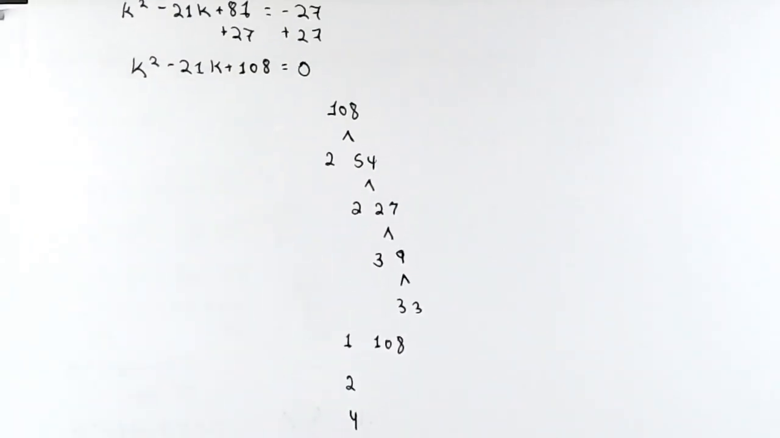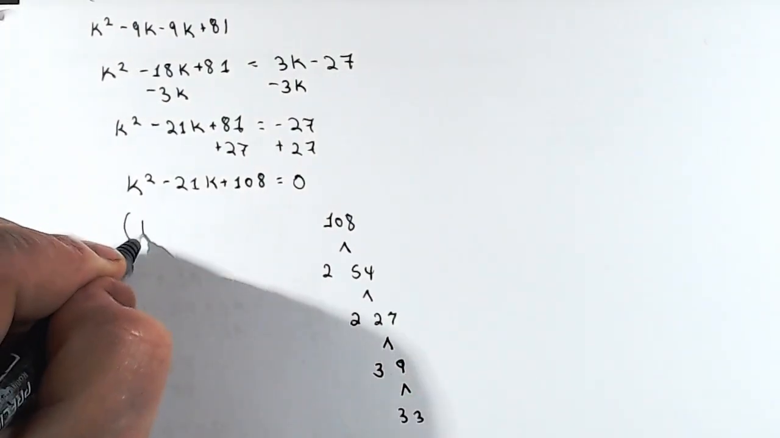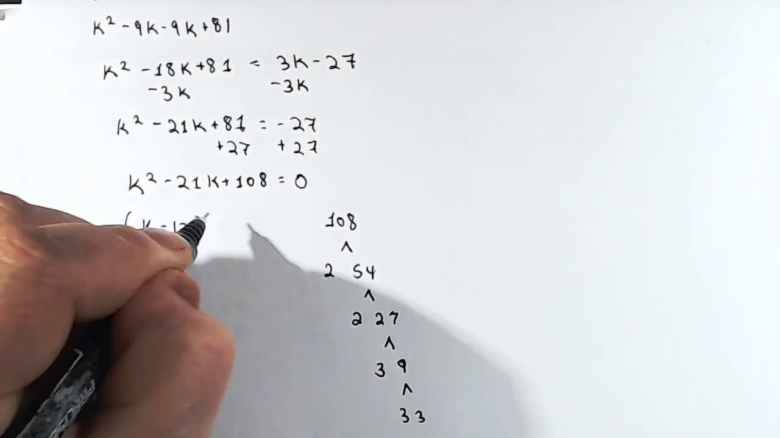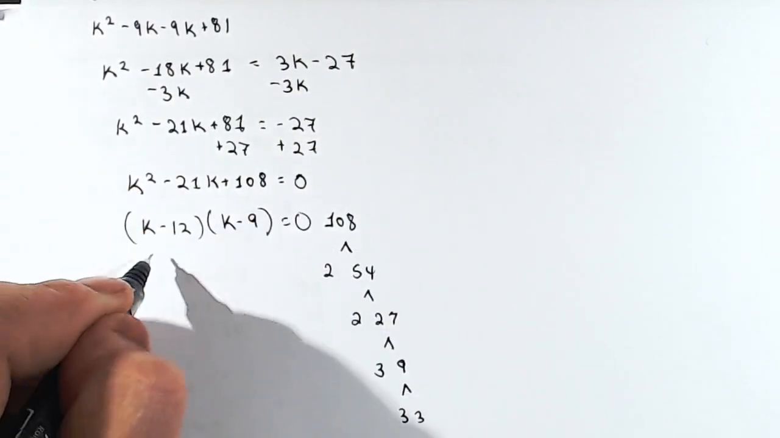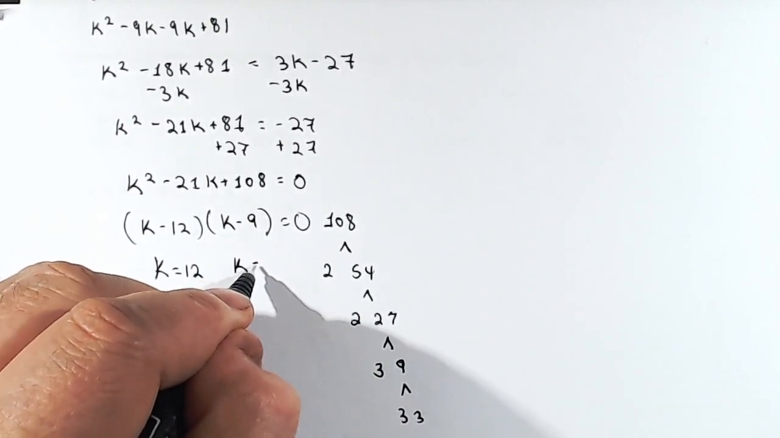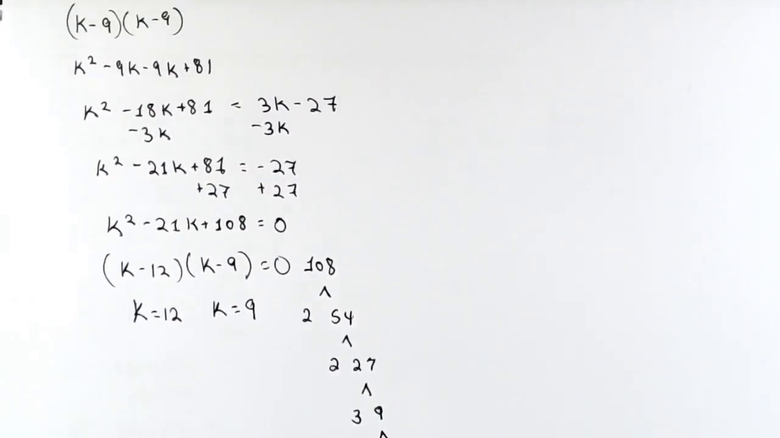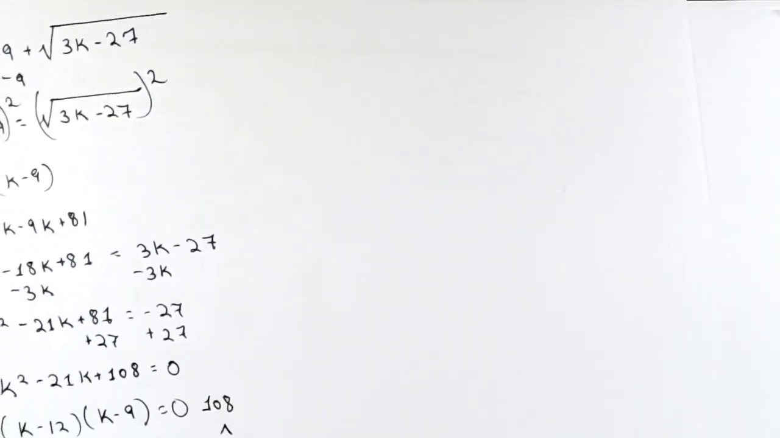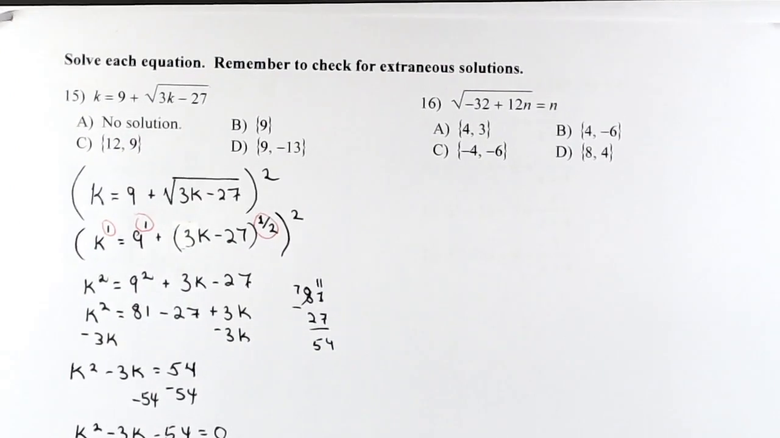So we can factor the quadratic as k minus 12 times k minus 9. So your solutions are k equals 12 and k equals 9. What a joke. All right. What a mistake. Sorry about that. That was a tremendous waste of time. But I guess we learned something.